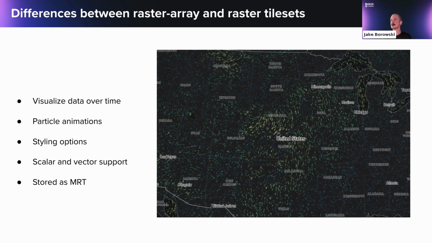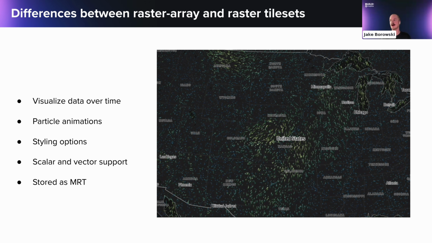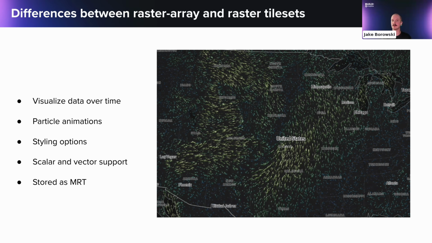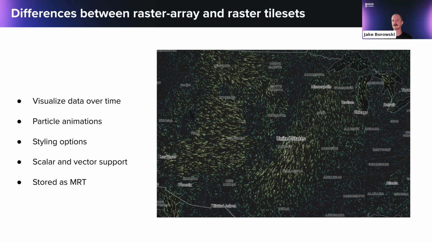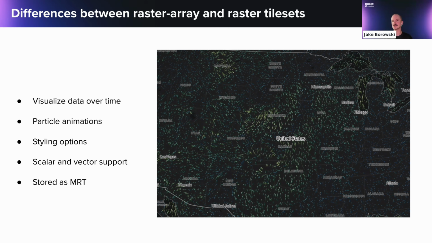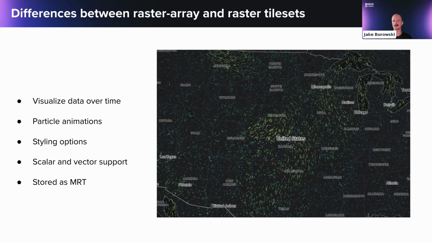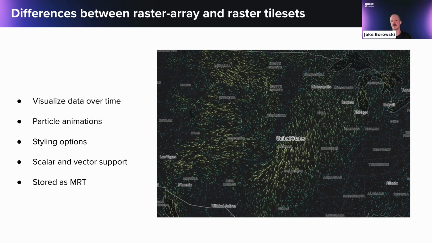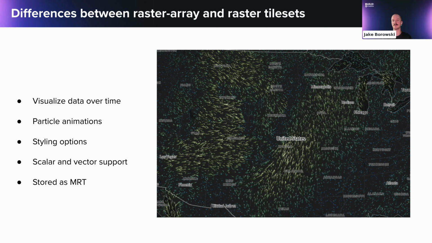Another difference with raster-array tilesets is that we have a lot more options in the way that we end up wanting to style the data. So we can color that data in interesting ways. We can provide these particle animations and control the way that these particles are animated. And then we can represent a lot of data over a period of time with that as well.